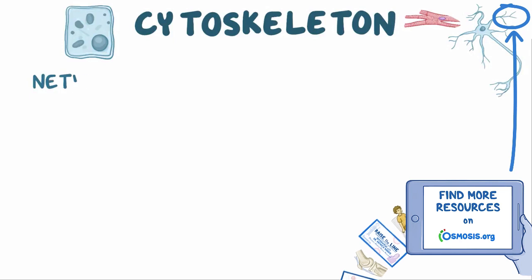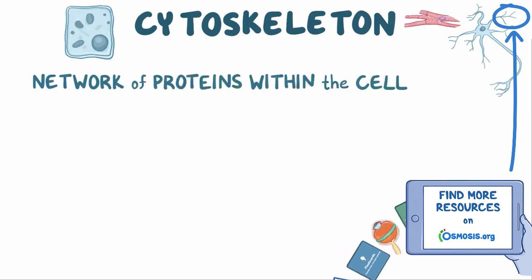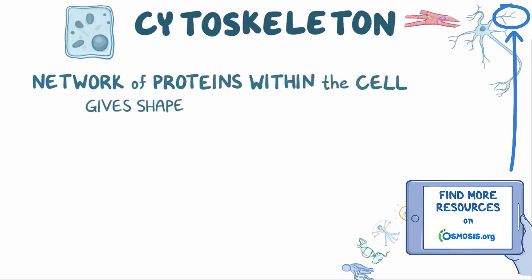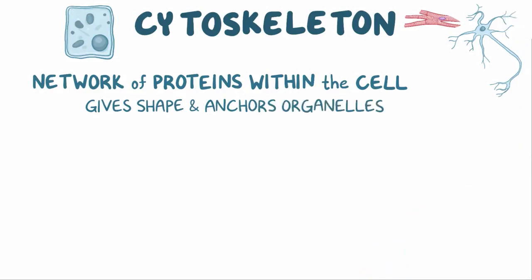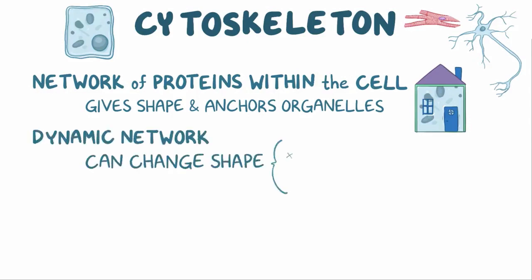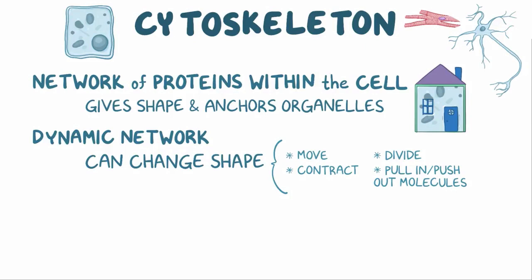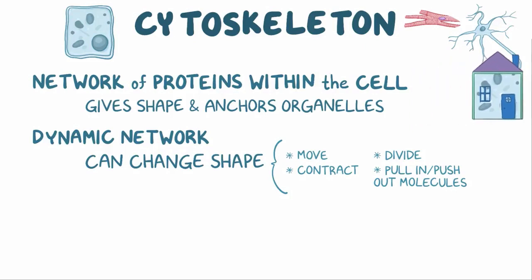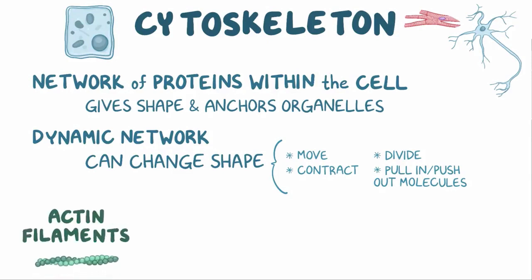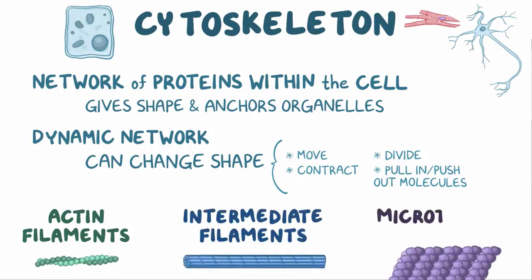The cytoskeleton is a network of proteins within the cell. The cytoskeleton gives each cell its shape and anchors organelles in place, keeping everything sturdy, kind of like the frame for a house. But it's also a dynamic network, which can change shape when the cell wants to move, contract, divide, or pull in or push out molecules. Imagine if your house could do that. Maybe it'd get up and walk away during an earthquake. So the cytoskeleton is pretty special, and it's made up of 3 proteins: actin filaments, intermediate filaments, and microtubules.